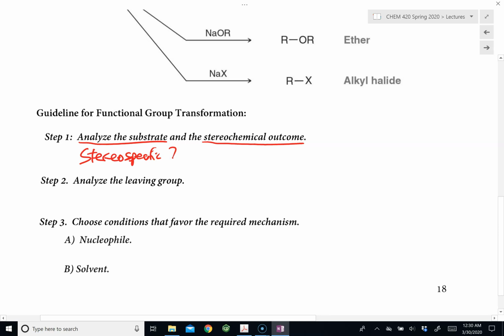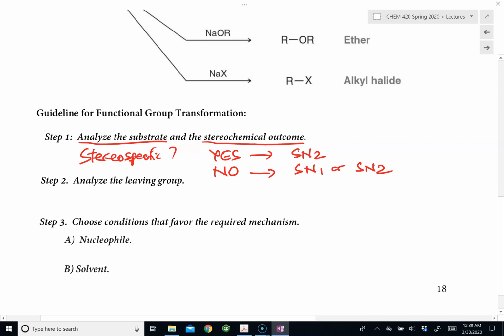If the answer is yes, we need this reaction to be stereospecific, so we can produce certain types of stereochemistry. If the answer is yes, then very likely we have to perform an SN2 reaction with our starting alkyl halide. If the answer is no, the reaction does not have to be stereospecific, then we can do both SN1 or SN2.